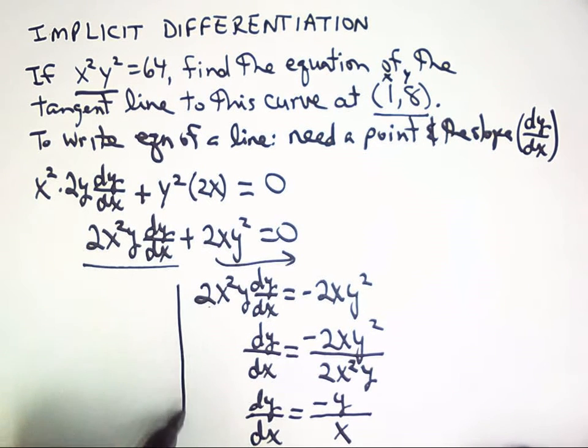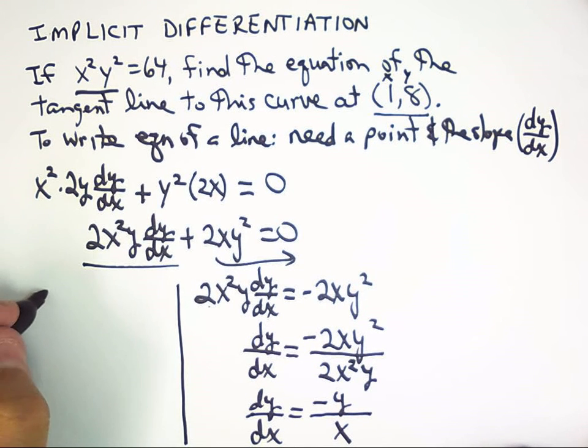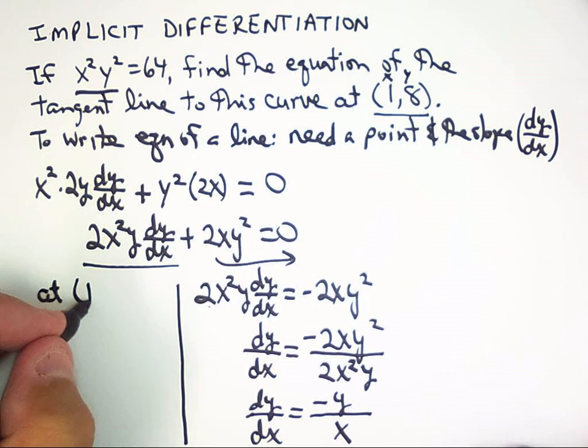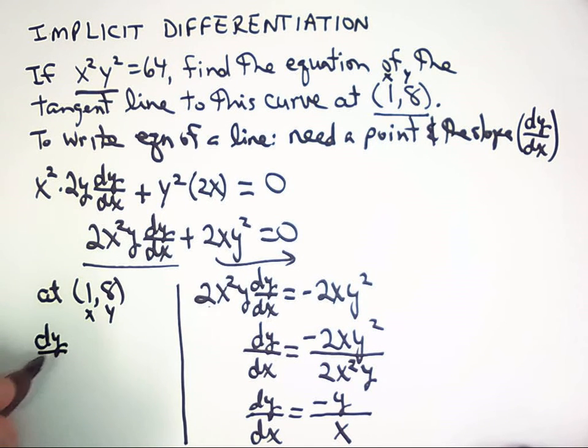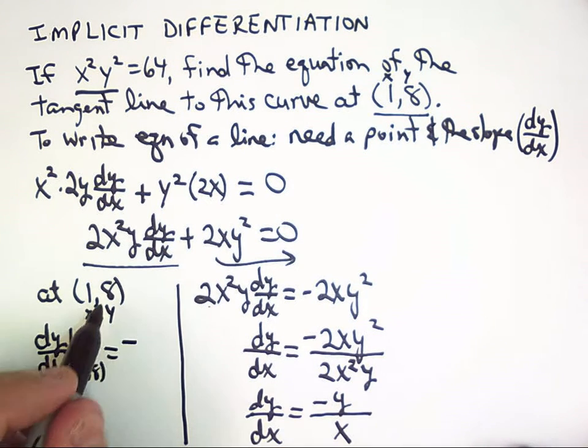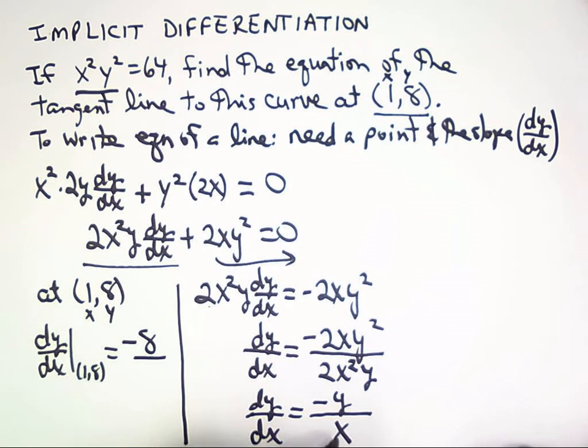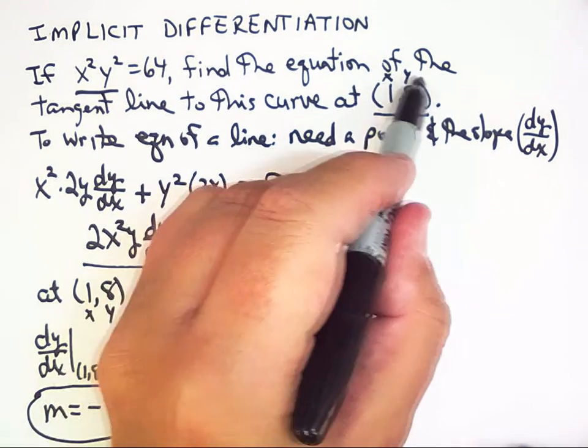So let me move over here. At the point (1, 8), where x is 1 and y is 8, dy over dx, and I'll write it this way, at the point (1, 8) is going to be negative whatever y is, which would be 8, divided by whatever x is, which is 1. So the slope of the line that we're looking for is just negative 8 over 1, which is negative 8. So now I have the slope of the line and I have the point on the line.